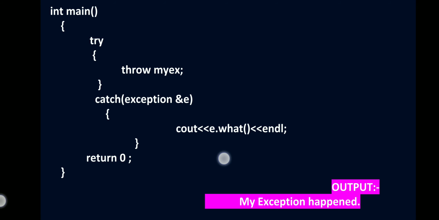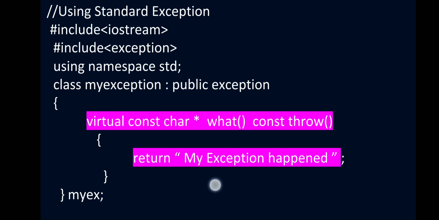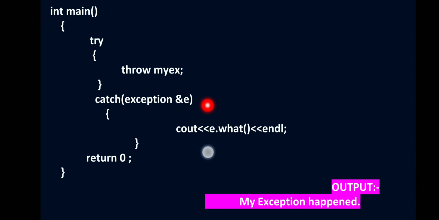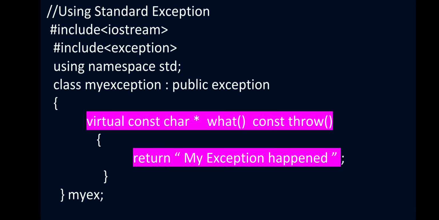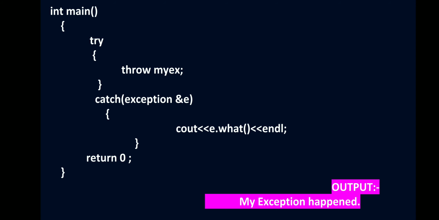What is the message? Here we have given my exception happened. The what function returns a message called my exception happened. So when I call e dot what, the what function automatically returns that message, and it will be displayed in the output. So my exception happened is the output. This example shows how to create your own exceptions and how to extract the error message.